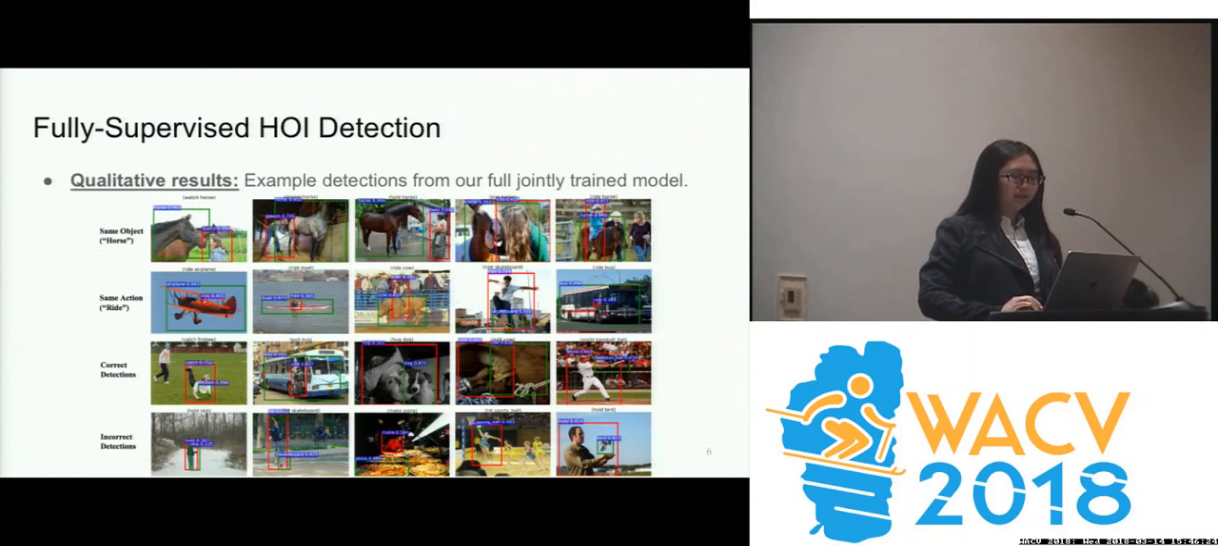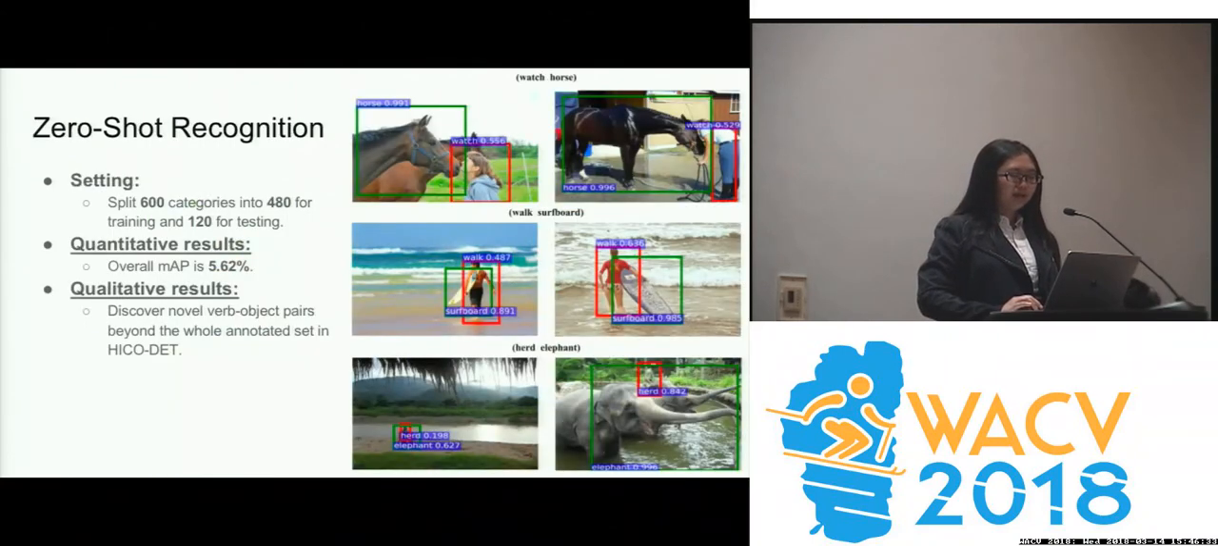More interesting qualitative results are shown in our poster, for detection of the same objects and also the same actions. More interesting is the zero-shot recognition that our model can perform. Here we split the 600 categories into training and testing subsets. By doing the experiments, our model can finally discover novel verb and object pairs, which are beyond the whole annotated dataset of HICO. For example, these three HOI categories are novel and beyond all the annotated data in the whole dataset, and by visual recognition, the detection results are pretty reasonable and make sense.